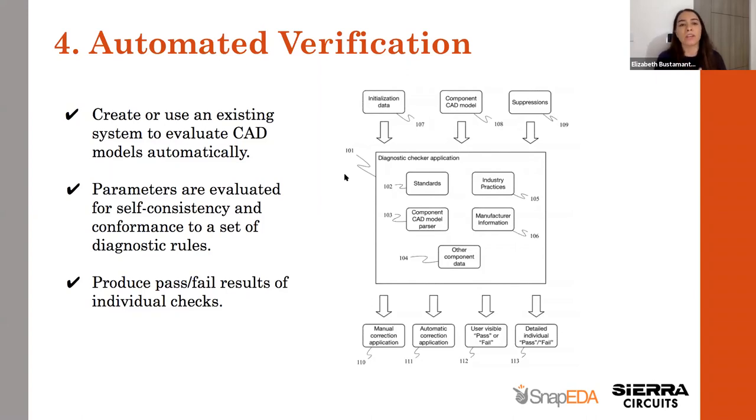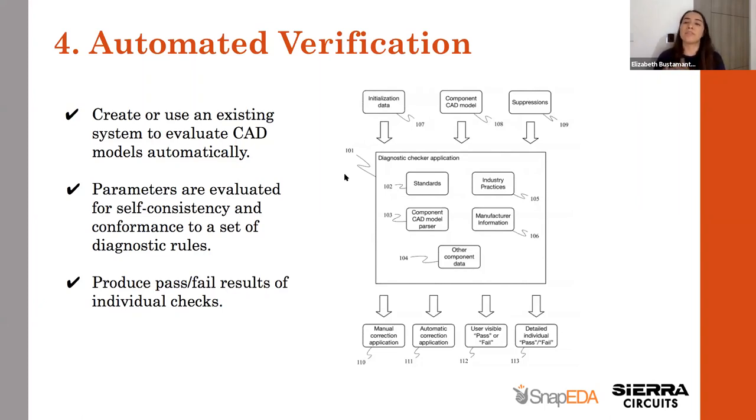Meaning that you need to think in terms of having an input: an existing CAD model that you want to be reviewed. You want to make sure that it's okay based on the standards that you're following, the industry practices, the manufacturer information and a lot of other parameters. Once you evaluate those parameters on the component, you can set up your own diagnostic rules where you can see, okay, the silkscreen line width is supposed to be 0.127 millimeters. Does it pass or does it fail?